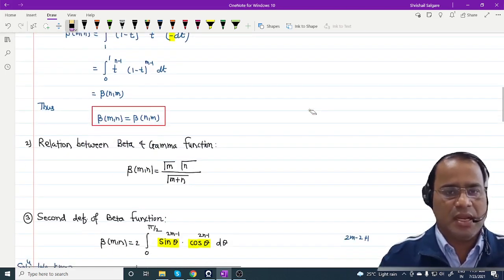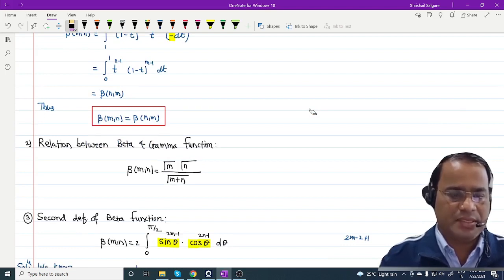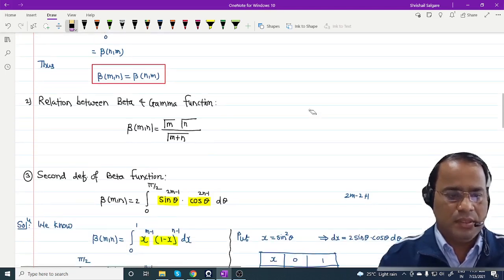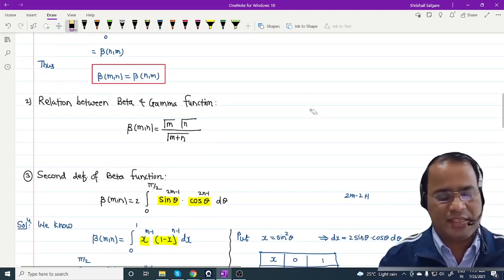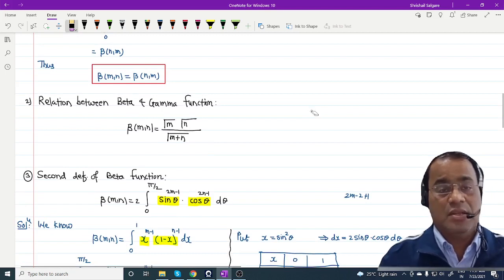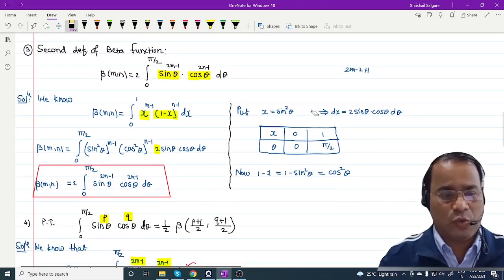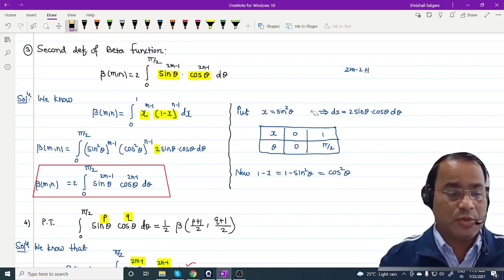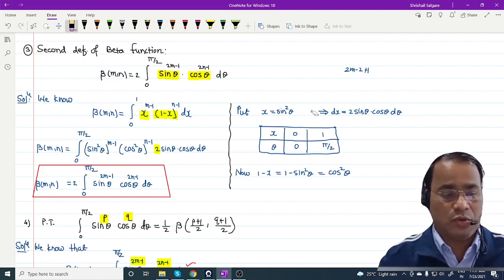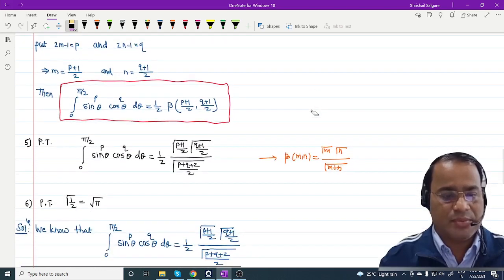Second is the relation between the beta and gamma functions. Beta mn is given by gamma m, gamma n divided by gamma of m plus n. Now the second definition of the beta function is used when the integrals are given in trigonometric terms: the integral from 0 to pi by 2 of sin theta raised to p into cos theta raised to q. The limits are from 0 to pi by 2, and the integrand is a combination of sin and cos, each raised to some power. That can be evaluated in terms of beta as well as gamma.